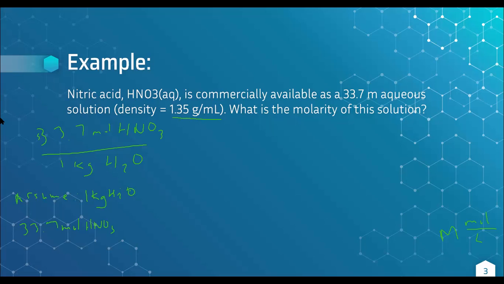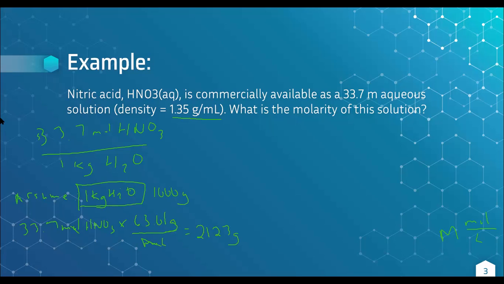If we have 3.7 moles of nitric acid, we can find out the weight of this. We're simply going to multiply this by the molecular weight, which is 63.01 grams per mole. So our moles are going to cancel out. This gives us 233 grams, the grams of our nitric acid. But remember, this is a solution, and we assumed that we had 1 kilogram of water. So a kilogram is 1,000 grams.